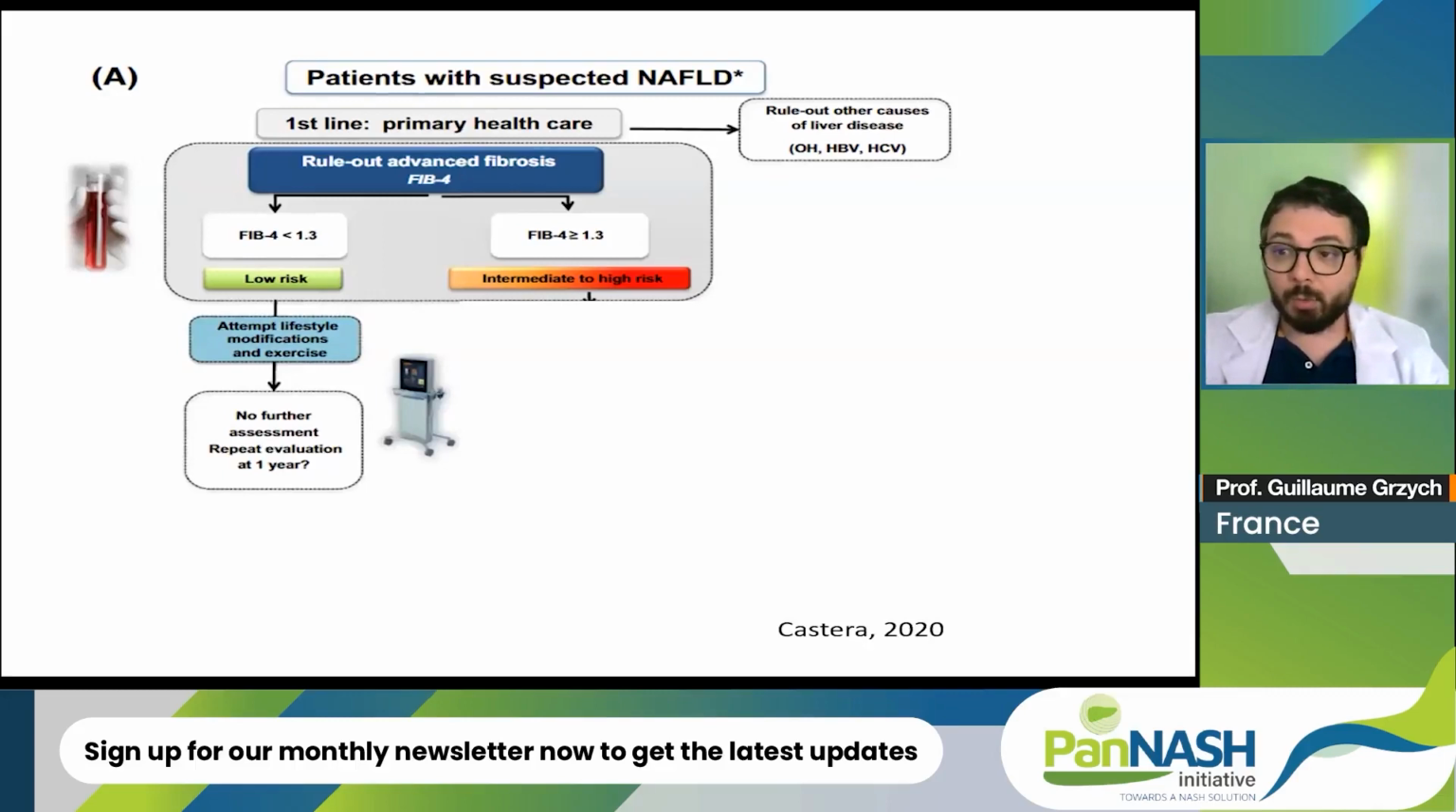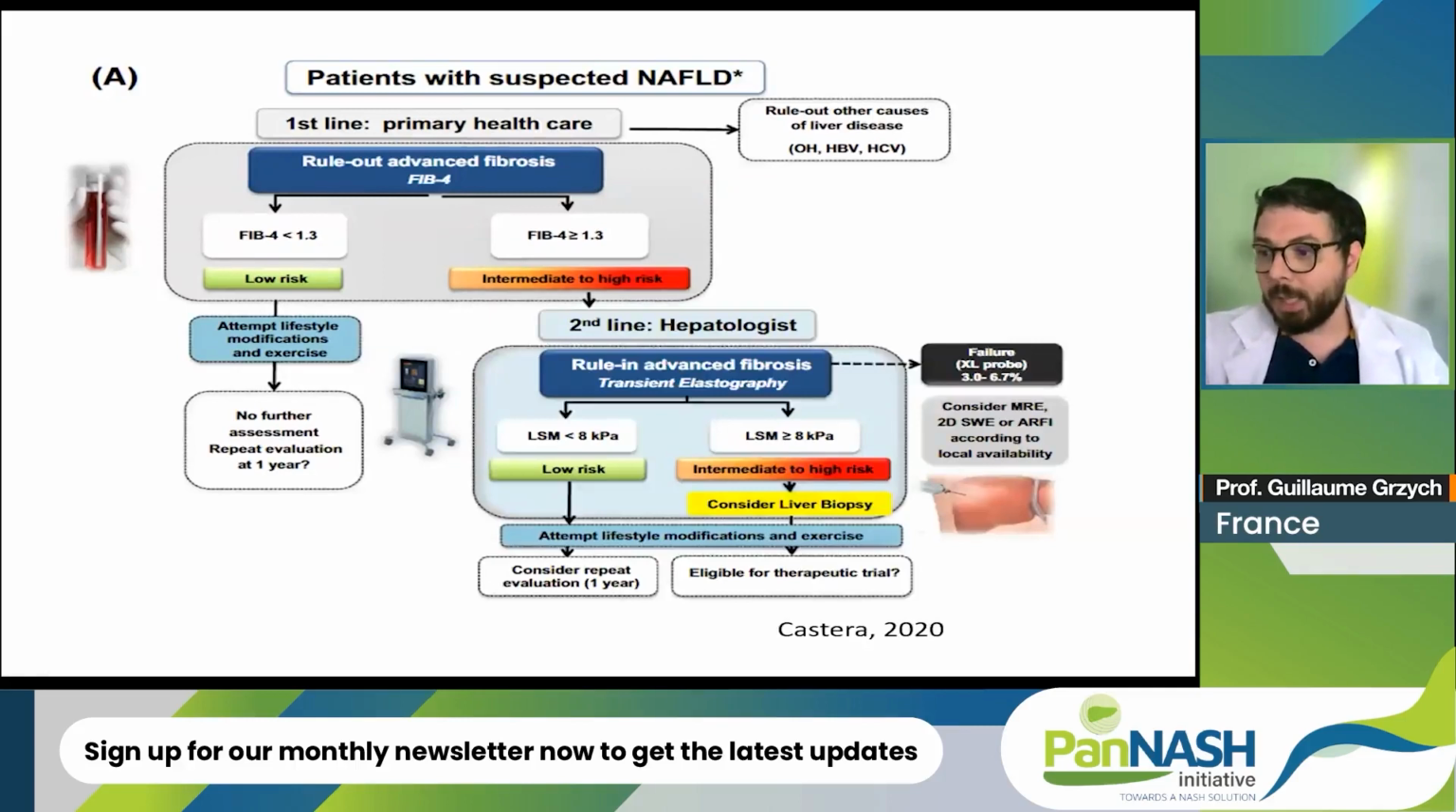So you can use modification of lifestyle and exercise so the patient has a better clinical outcome after that. And you could repeat the FIB-4 after one year to reevaluate your patient biologically. If you have a FIB-4 with a high number, it could be a patient at risk. And at this time, you could refer the patient to the hepatologist.